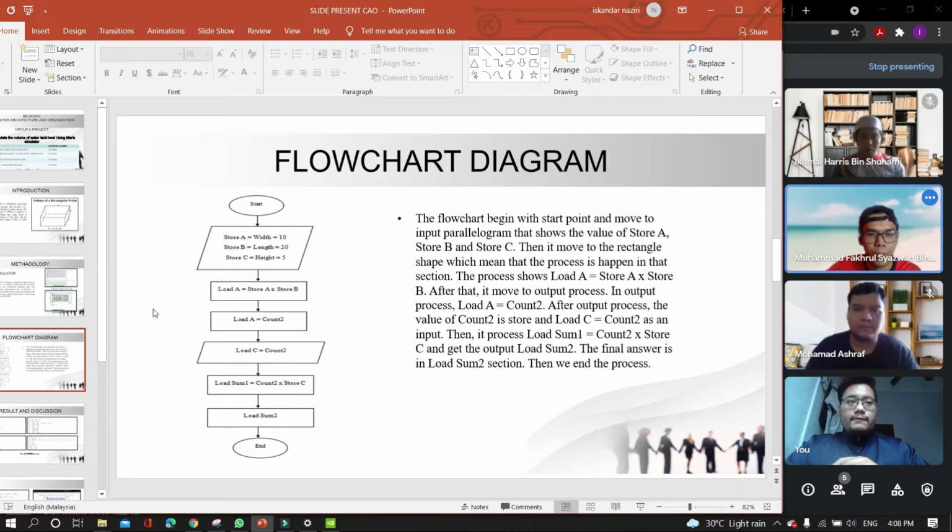After the output process, the value of count 2 is stored and lot C equal to count 2 as an input. Then it processes lot sum 1 equal to count 2 multiplied by store C and gets the output of lot sum 2. The final answer is in the lot sum 2 section. Then we end the process.